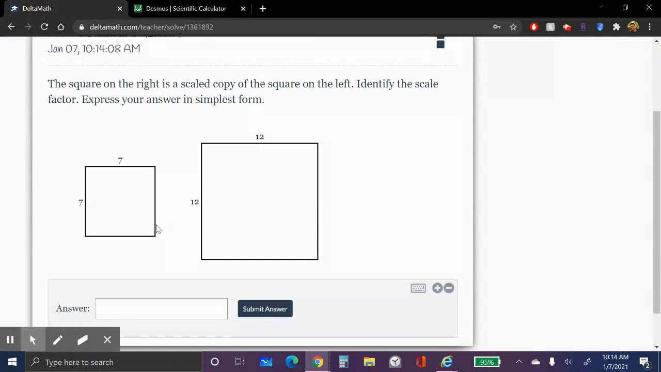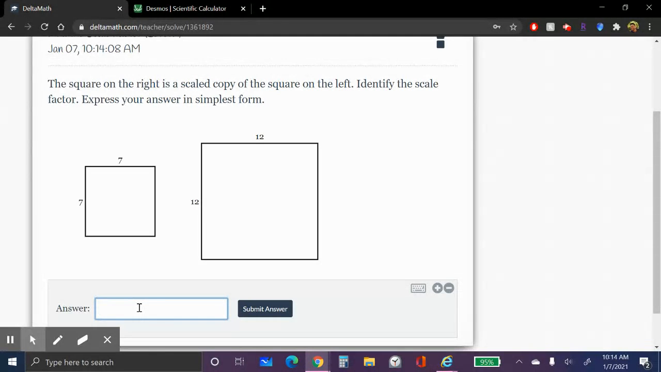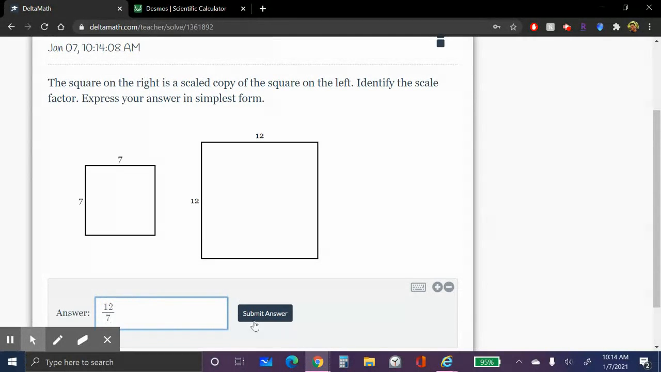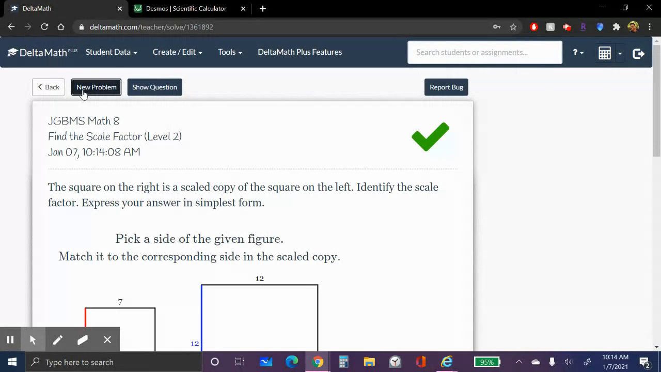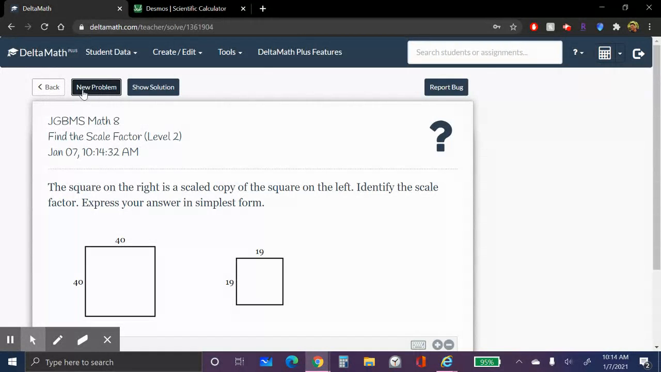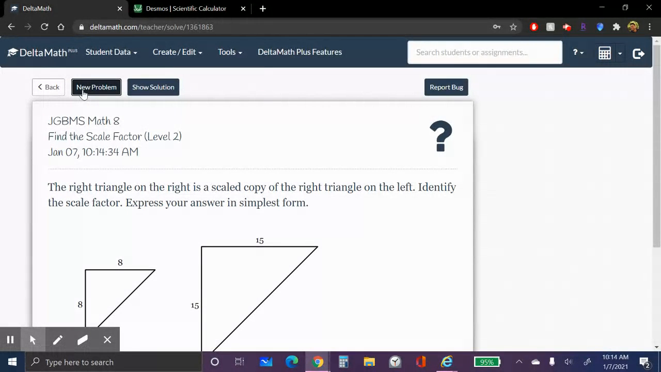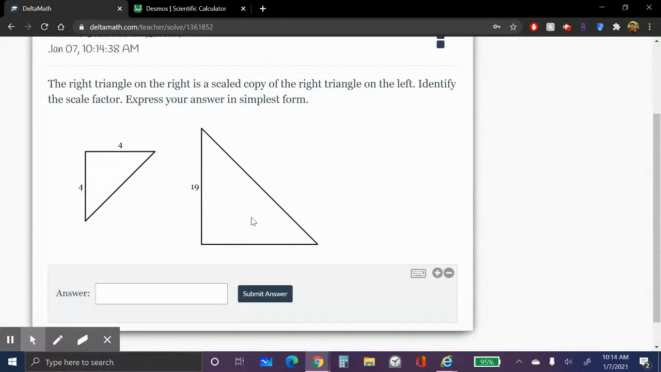Okay. This one became bigger, 12 divided by 7. I don't think you can reduce that fraction, but let me double check. Nope, just the same exact thing. So it's just 12 divided by 7. All right, let's take a look at another one. That one's pretty simple. There's got to be a tougher one in here somewhere. One with fractions, maybe?